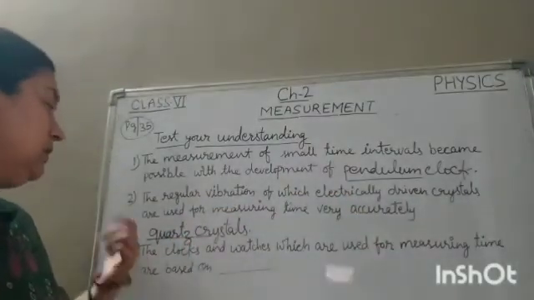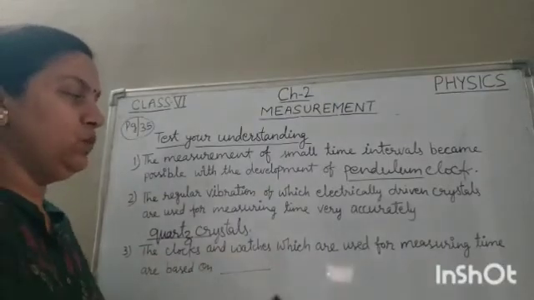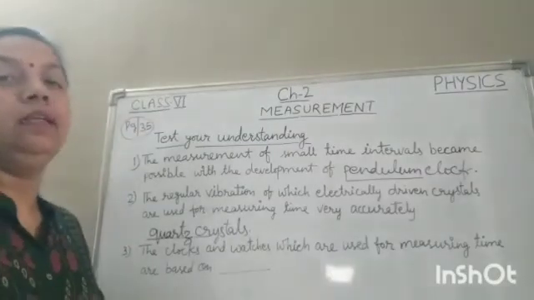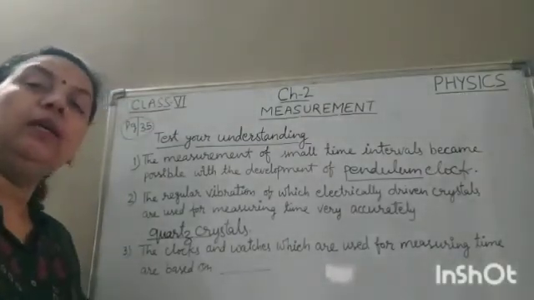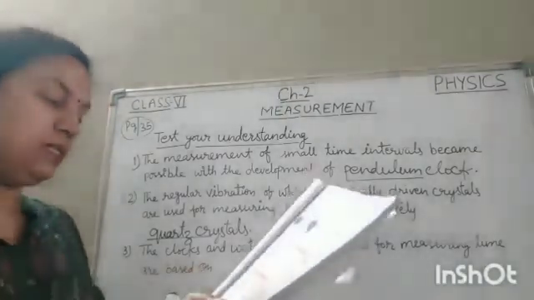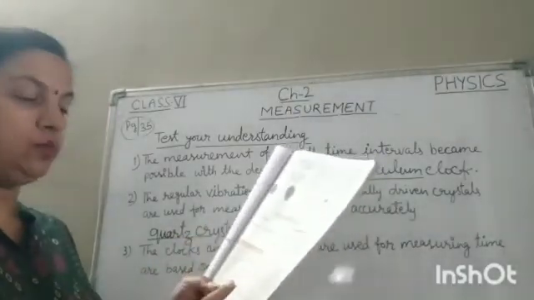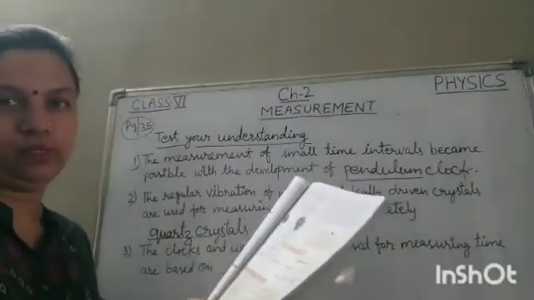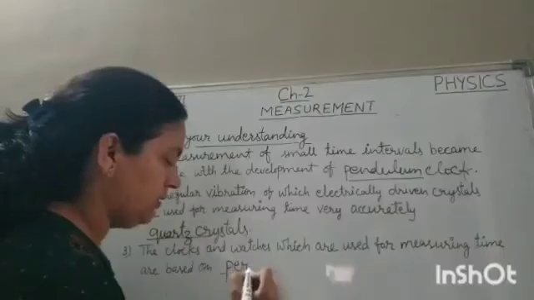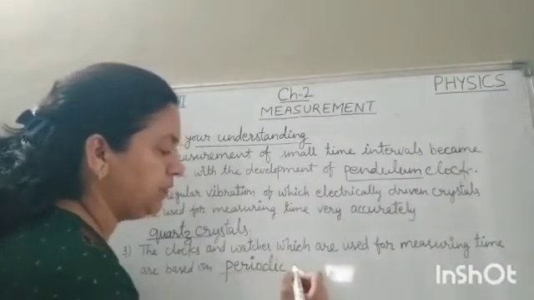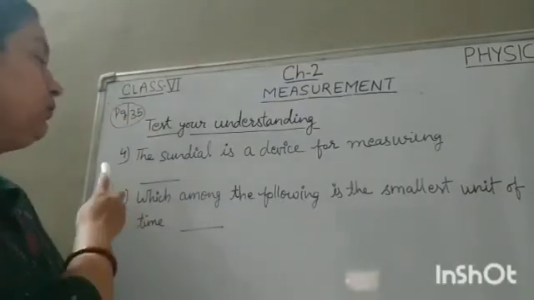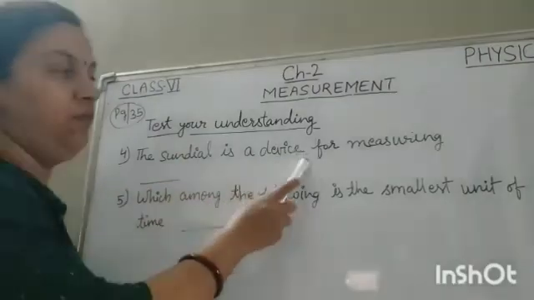Now the next question is: the clocks and watches which are used for measuring time are based on, we have just read that the principle of periodic motion is used for measurement of time. So here some options are given: rectilinear motion, circular motion, periodic motion and rotational motion. So the correct option will be periodic motion.